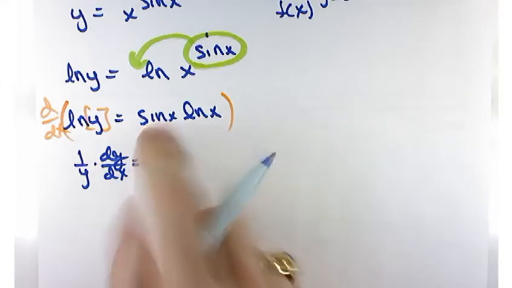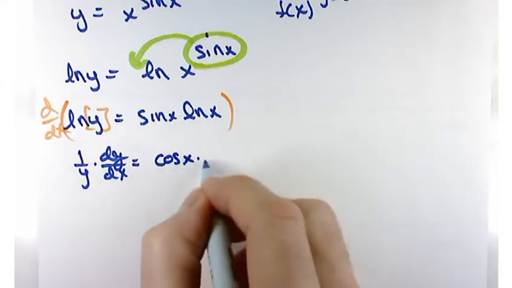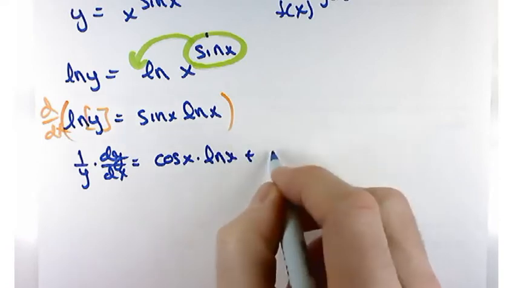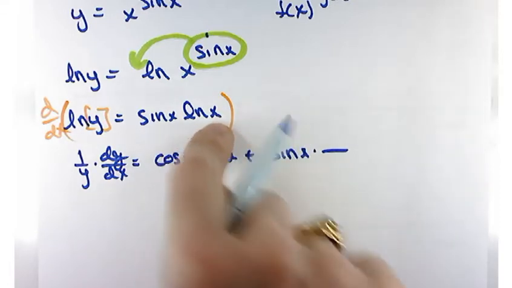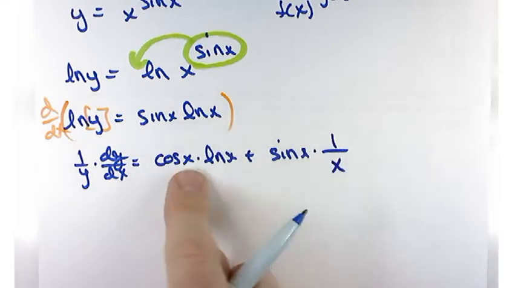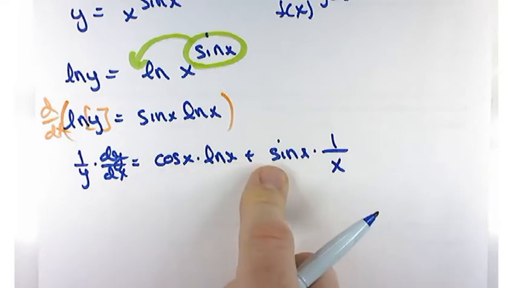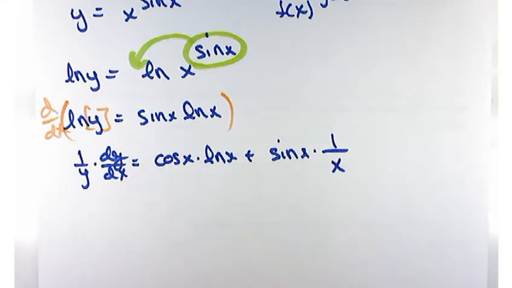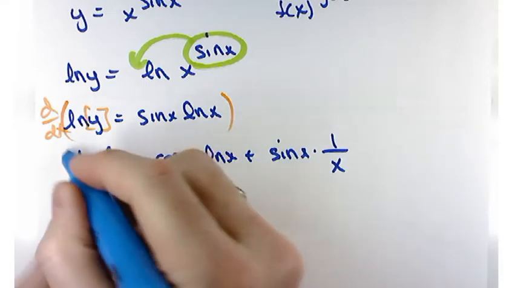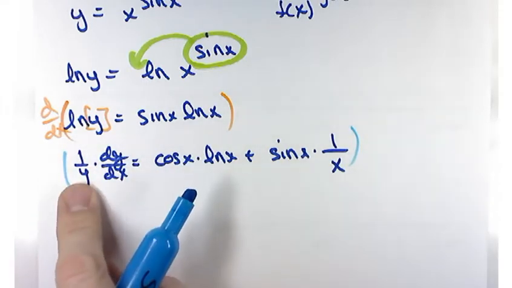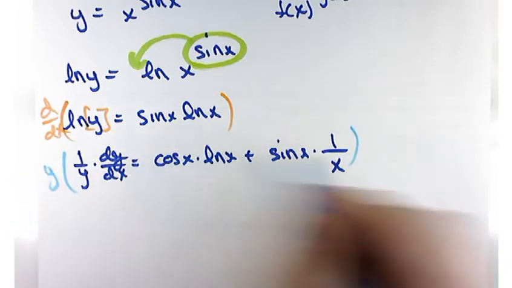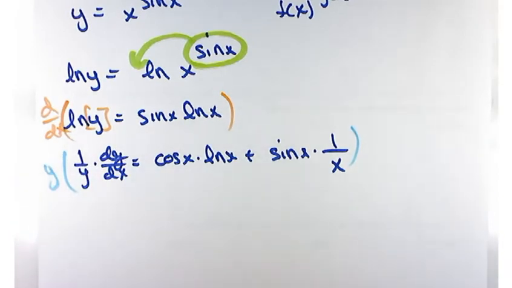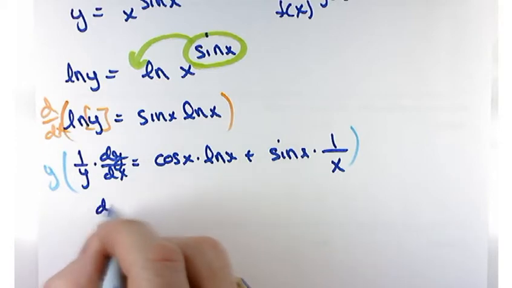So derivative of the first, which would be cosine of x, times the second, plus the first times the derivative of the second. Derivative of ln of x is 1 over x. Now there's not any simplification here. So, all right, bummer. But I can simplify the left-hand side a little bit. I want to get rid of the 1 over y. What's going to accomplish that goal? Multiply by y on both sides. Good. So on the left-hand side, I'm just left with my derivative, dy by dx.